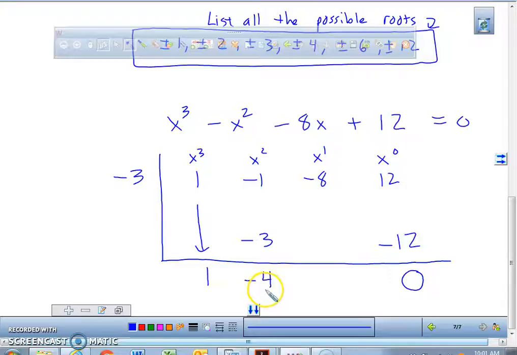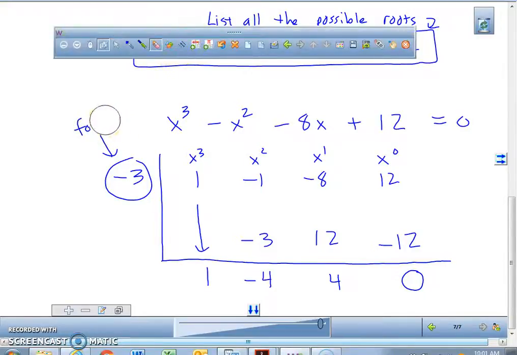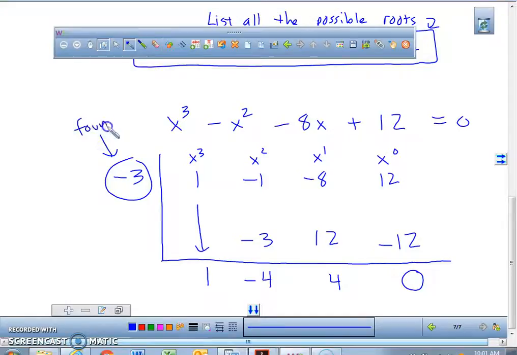Negative 3 times negative 4 is a positive 12, and negative 8 plus 12 is a 4. Negative 3 times 4 is a negative 12. And it works. All right, we just found a root. Very good. We just found a root.